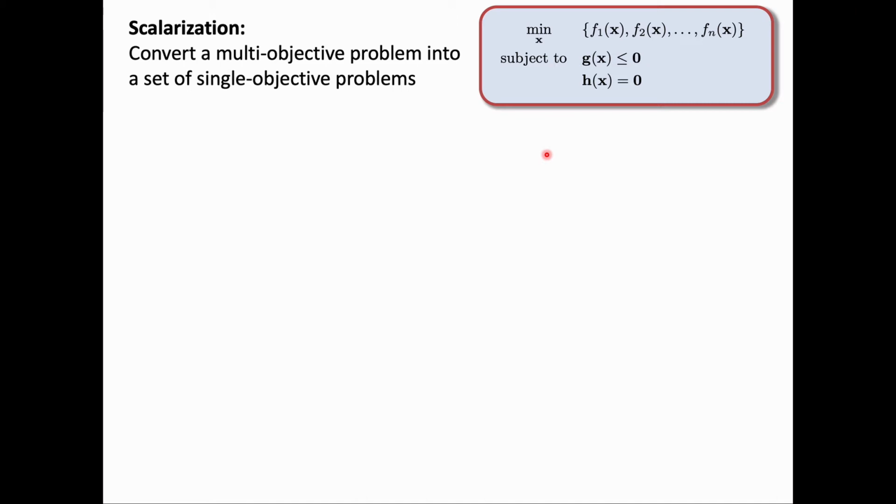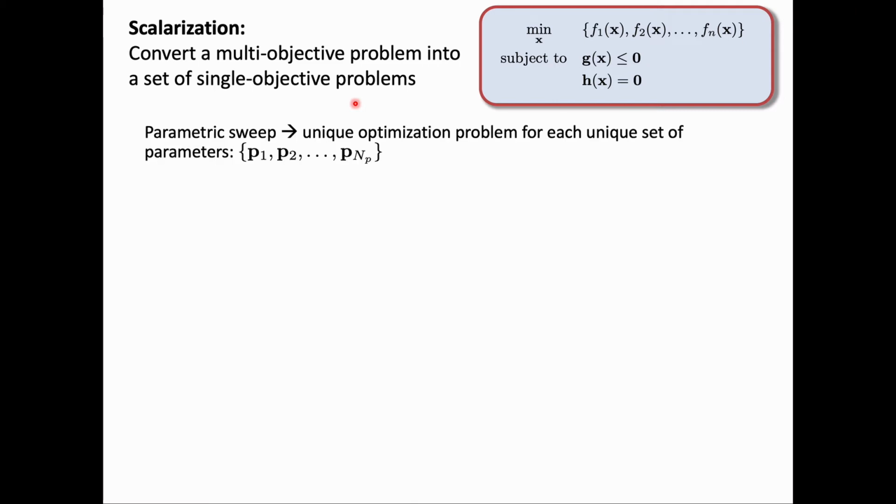Let's talk about scalarization in general. If we are starting with a multi-objective optimization problem that we cannot solve using optimality conditions directly, we can convert a multi-objective problem into a set of single objective problems. This is the approach that we're going to focus on today, both with weighted sum and with the Epsilon constraint method. We use some parameters to perform a formulation transformation between the multi-objective problem and a single objective problem. We do a parametric sweep across values of these parameters, and each unique set of parameter values is going to give us a unique subproblem. Here I've denoted these sets of parameters as P1, P2 up to PNP, where NP is the number of parameter values or the number of Pareto optimal points that we are solving for.